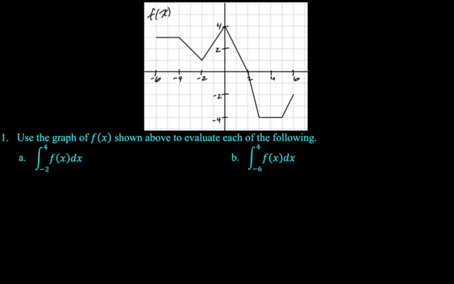All right, we're going to use the graph of f of x shown above to evaluate each of the following. These are definite integrals, so those are the signed areas bounded by the curve and the x-axis. If you're above, it's a positive area. If you're below, it's a negative area. Let's see if we can do it.